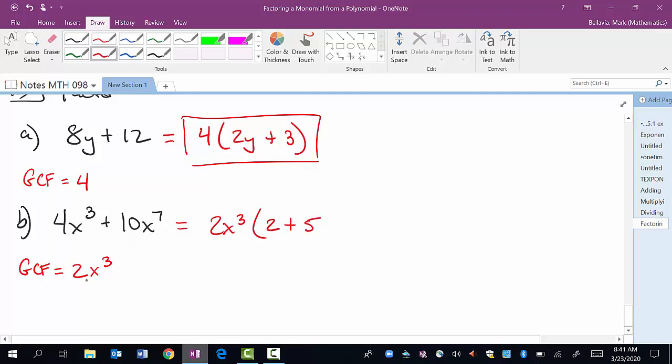X to the 7th divided by x to the third. Remember, when you divide things with the same base, you subtract their exponents. So 7 minus 3 means there's x to the 4th left. In other words, there has to be 7 total here. You took out 3. How many are left? Well, there's 4 left.